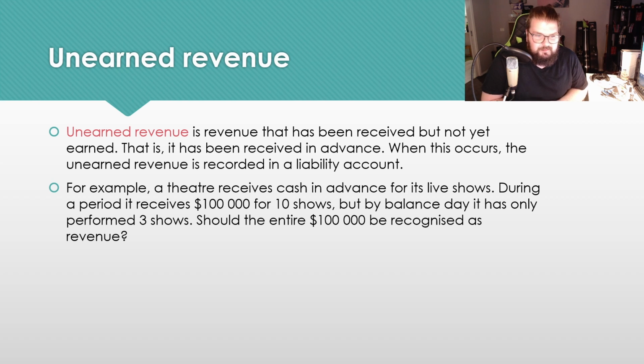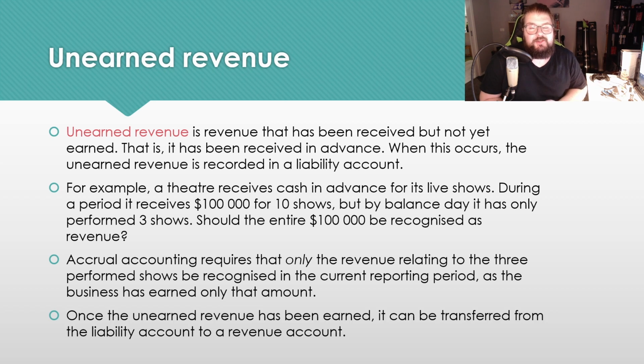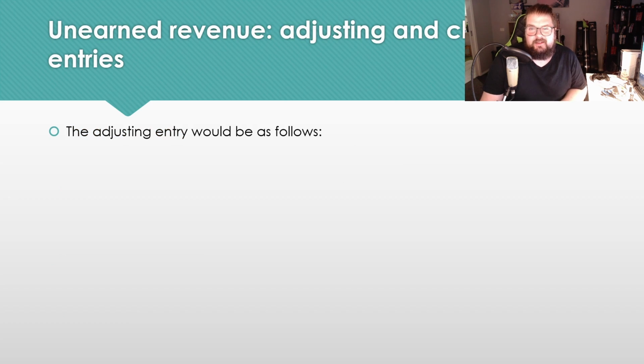So during a period, it receives $100,000 for 10 shows, but by balance day, it's only performed 3 of those shows. So do we acknowledge the entire $100,000 as revenue? Or do we acknowledge that we still have to provide a service? We still have to provide those shows. The accrual basis of accounting says that we're only going to be acknowledging the revenue that we've actually earned. It's only once we actually earn that revenue that we transfer it out of our current liabilities into our revenue accounts. So this is what the adjustment would look like.